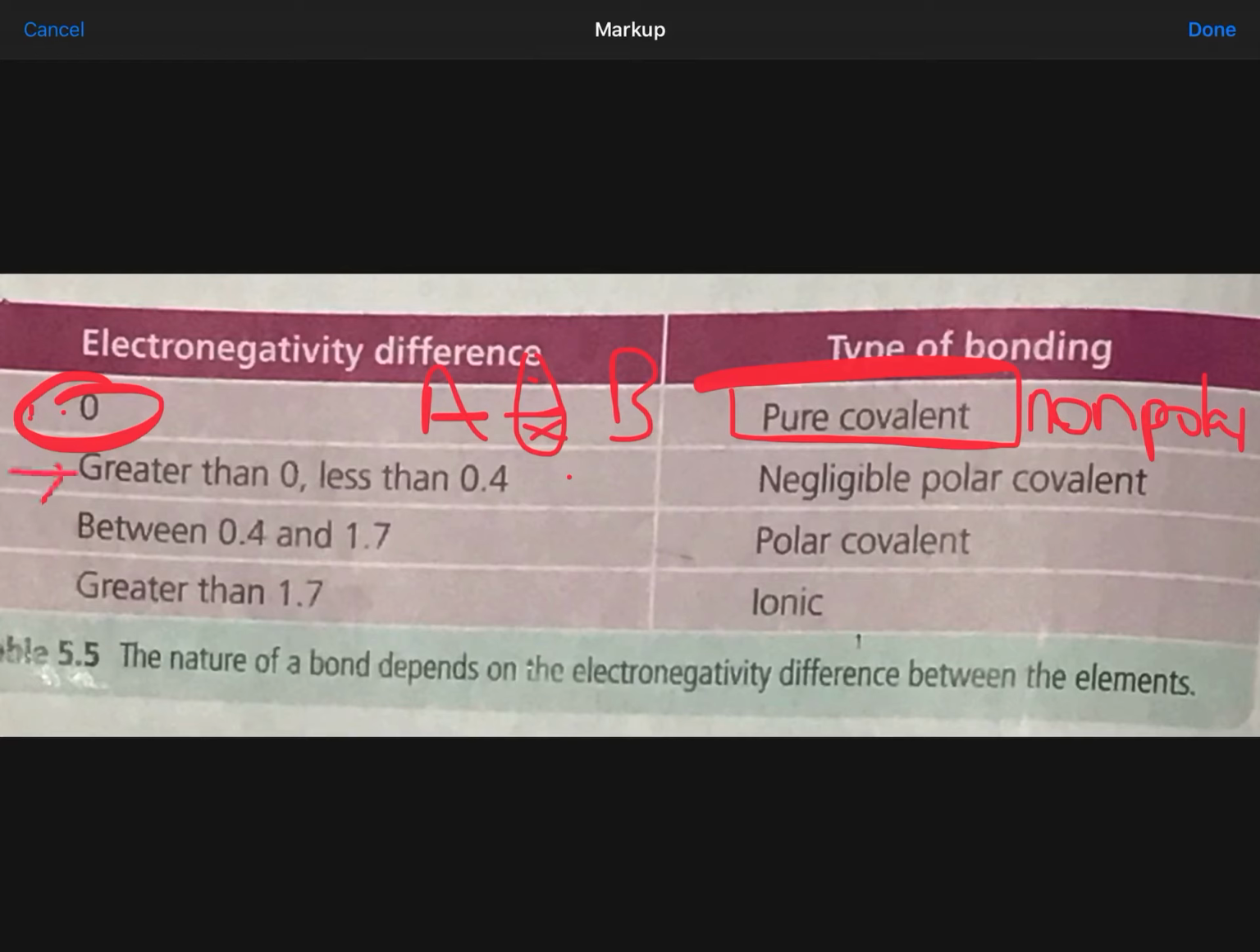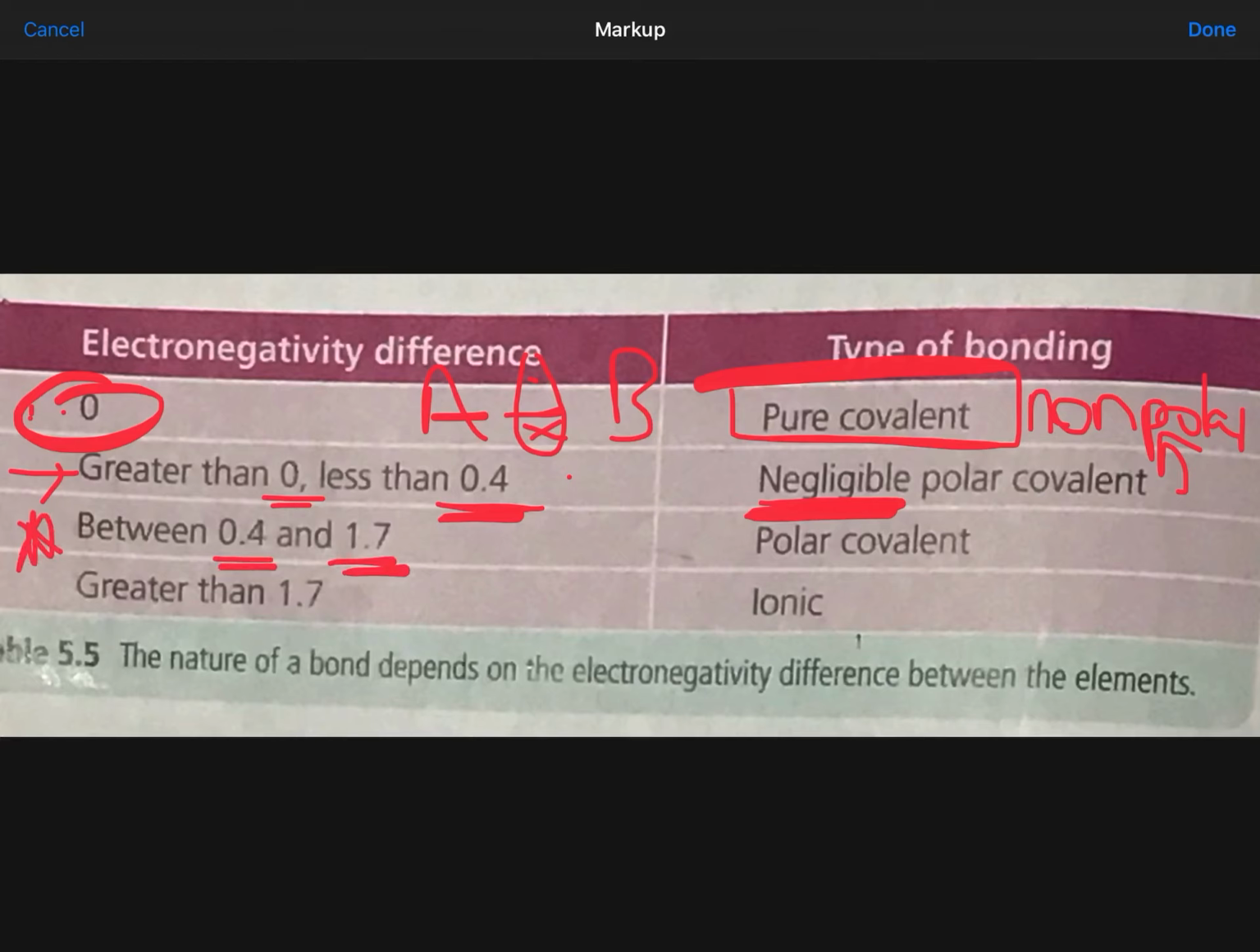If the difference when you subtract is greater than 0 but less than 0.4, you say there's negligible polarity. Really, it'll behave the same as a non-polar molecule. There's very little polarity there, so more or less you can say it's pure covalent, non-polar.